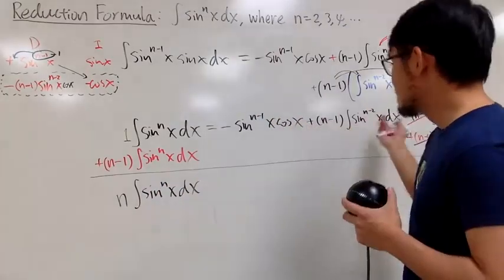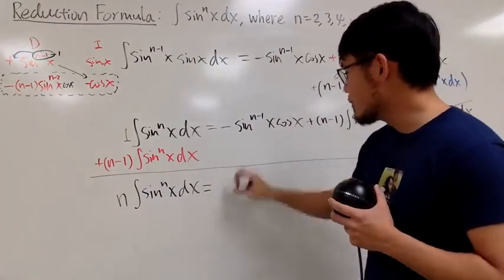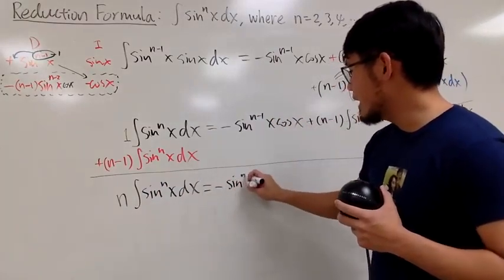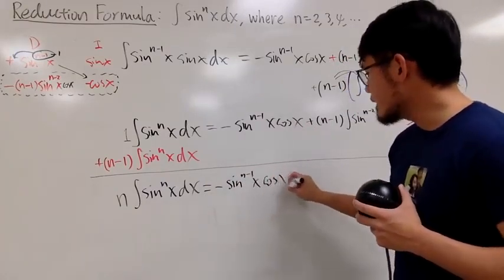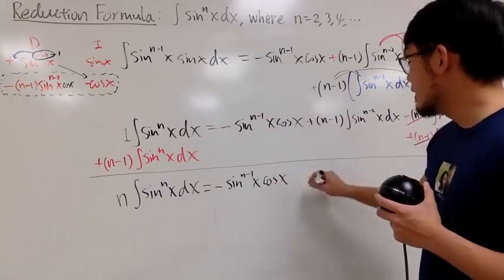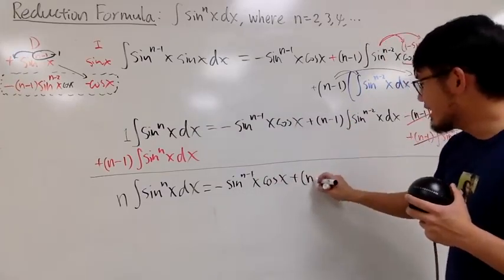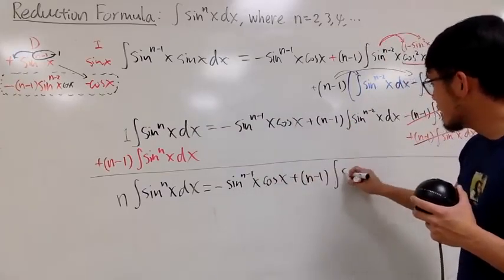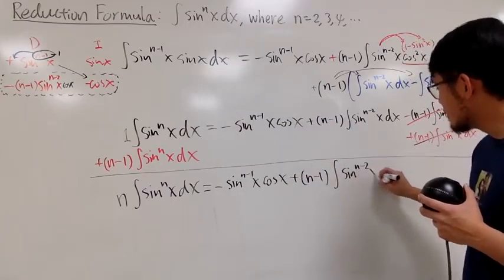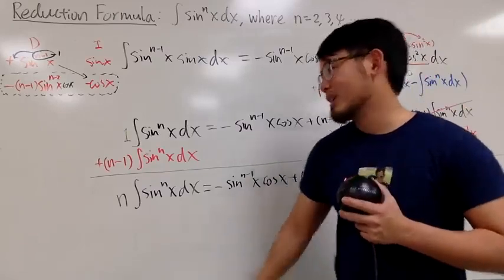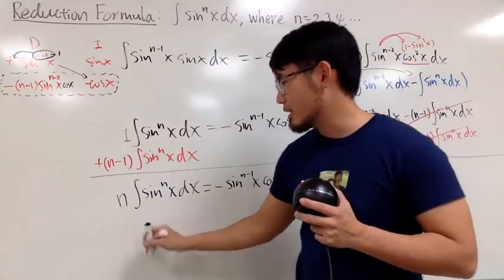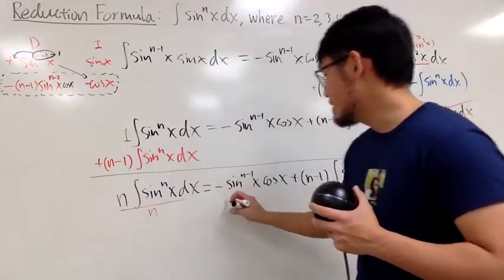And then we have this right here. So I'll write it down. This is equal to negative sine to the n minus 1 power of x times cosine of x. And then we add this right here, which is n minus 1 times the integral sine to the n minus 2 of x dx. Are we done? No, because we have this n right here that's bothering us. So don't worry, it's an easy fix.